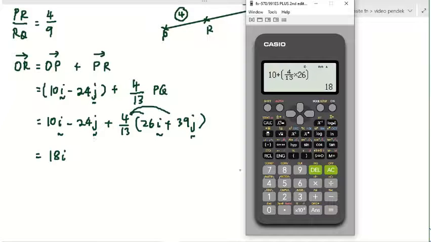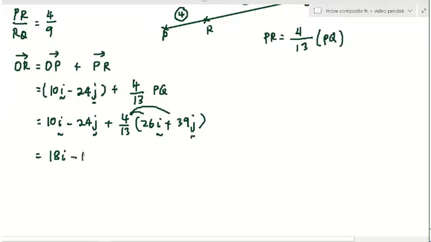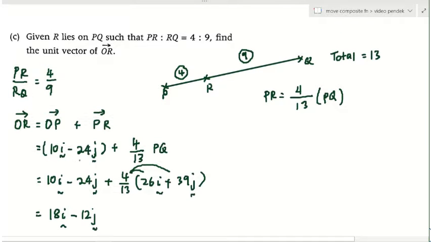And for part J, it is negative 24 plus the multiplication of 4/13 multiply 39. It is equal to negative 12J. Here is the answer of OR. But what does the question ask? Unit vector of OR.